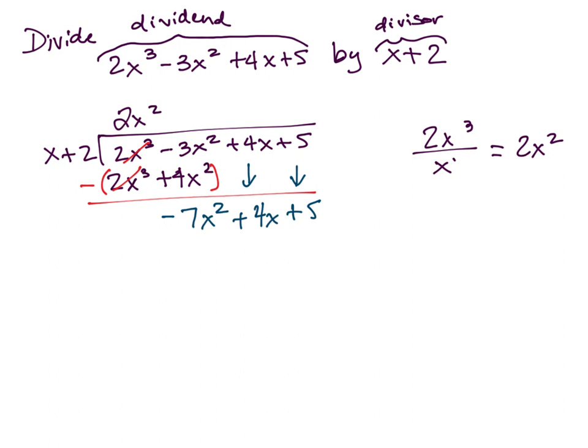Are we doing okay so far? What do you think our next step is going to be? We're going to take this first term and we're going to divide it by the outside term. So the same thing we just did. We've got negative 7x squared divided by x. Negative 7x. So we write it up here. And then what do we do? We've got to distribute. We're going to push that negative 7x back through both terms. So the first term is going to come out negative 7x squared.